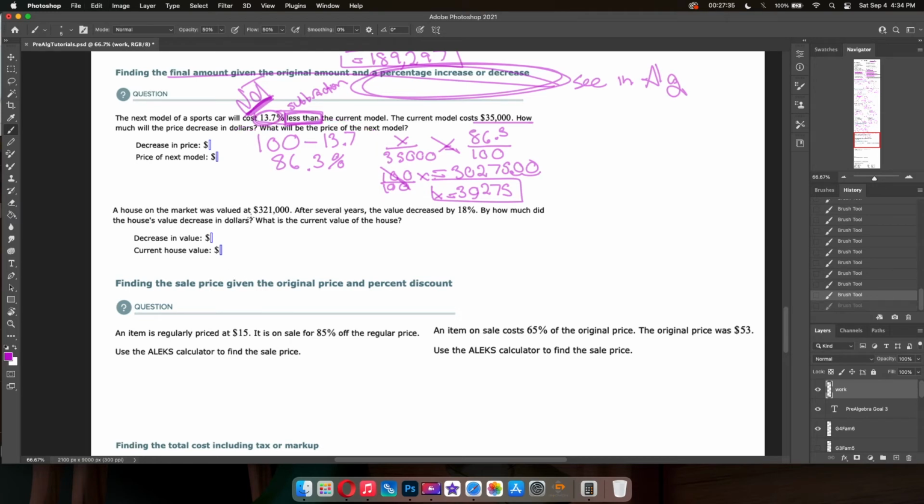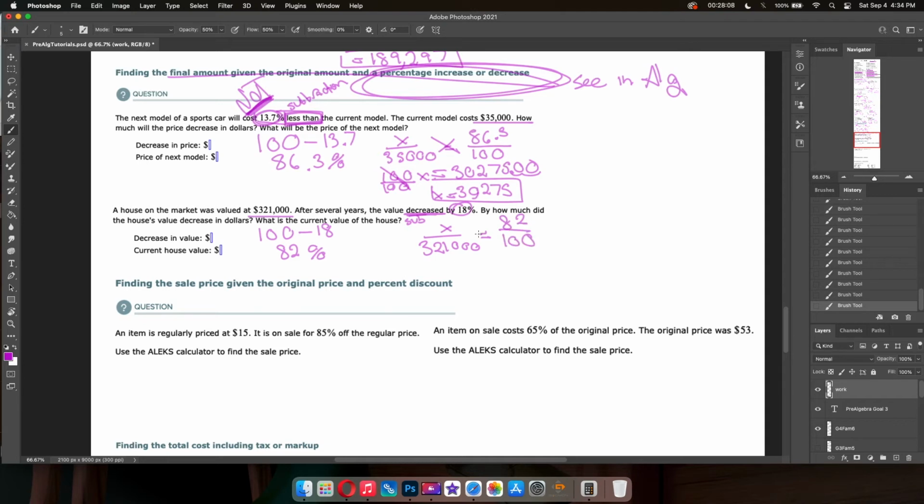Now, looking over here, it's valued at this. Decreases, so that's another word for subtraction of the 18%. So that 100 plus or minus, in this case, because it's subtraction, it's minus 18%. That is, of course, going to be 82, I believe. Yep. And this now is the number we're going to be using in our computations. This is going to be x over 321,000 equals 82 over 100.